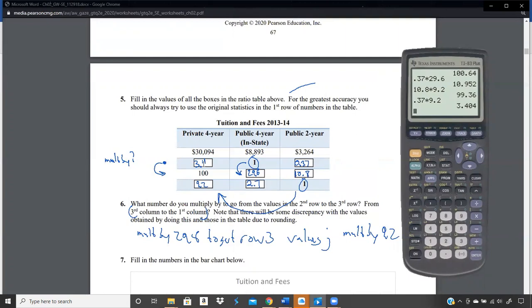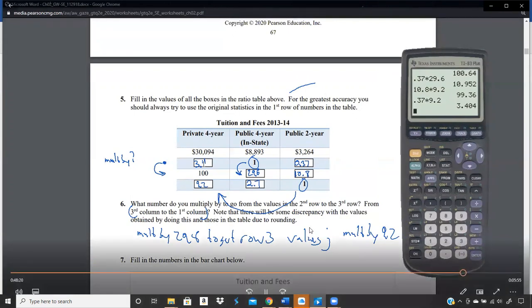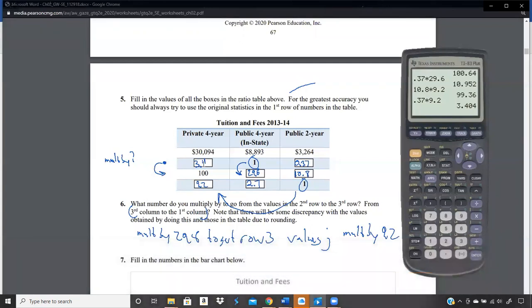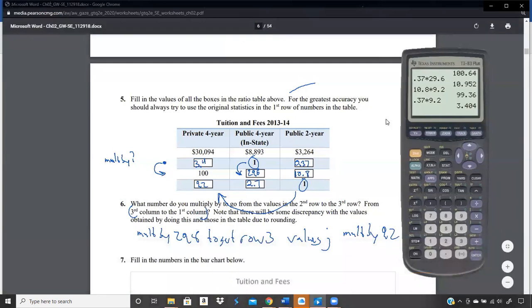Pardon my cough. What do I have? About 5 minutes. I don't have enough time to finish that one, which sucks. That's where I wanted to do that, but I don't have time. That's frustrating. Okay, so what I'm going to do is make a statement.